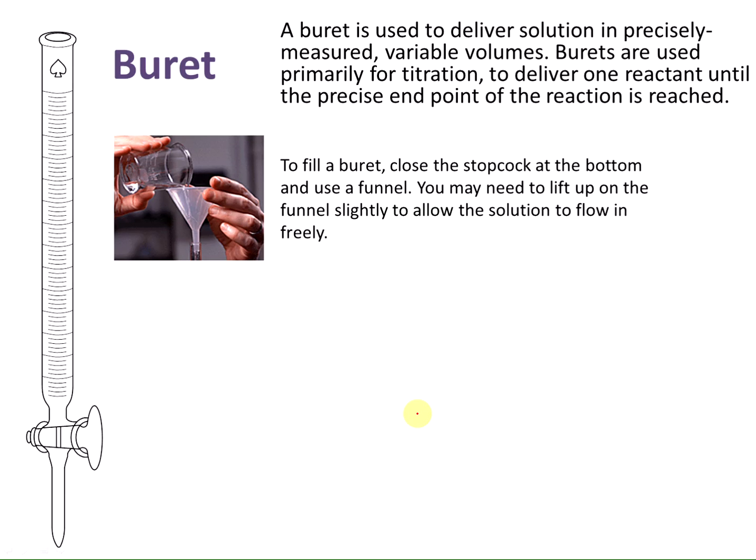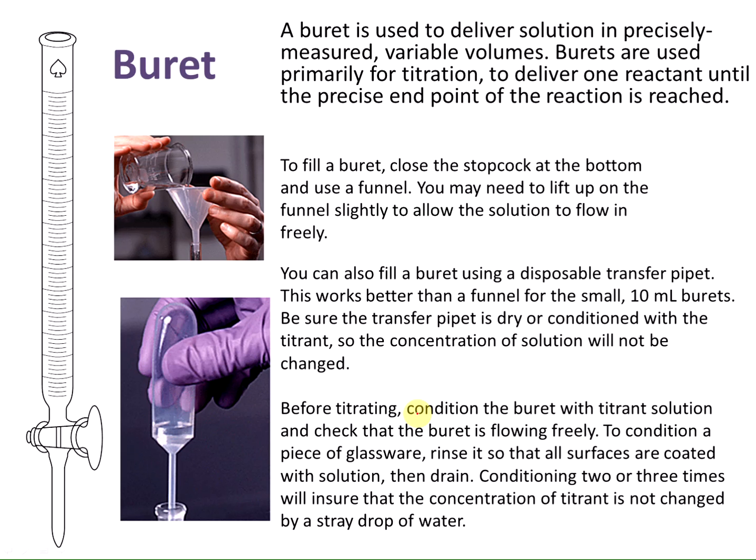Now to fill a burette, close the stopcock at the bottom and use a funnel. You may need to lift up on the funnel slightly to allow the solution to flow in freely because it may create a bit of a suction there and you need to let some of the air out. You can also fill a burette using a disposable transfer pipette. This works better than a funnel for the small 10 ml burettes. Be sure the transfer pipette is dry or conditioned with a titrant so the concentration of solution will not be changed. Before titrating, condition the burette with titrant solution and check that the burette is flowing freely. Make sure you don't have anything lodged in it or causing anything to block the flow of your burette.